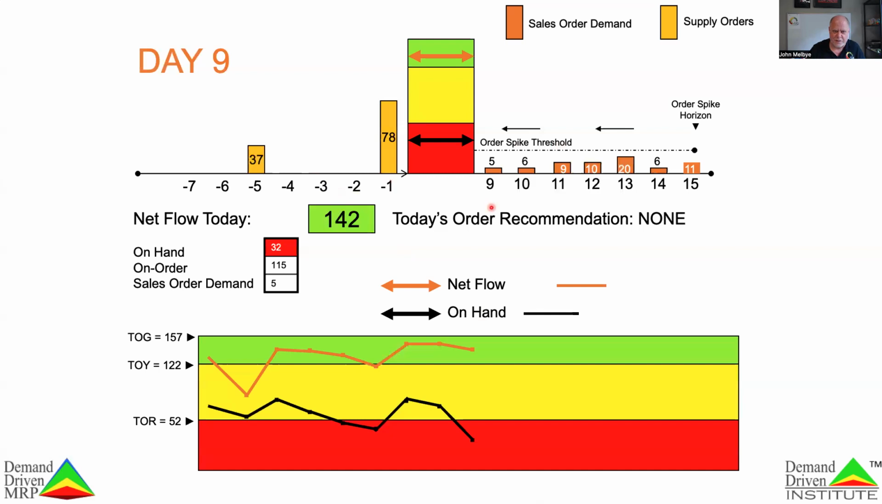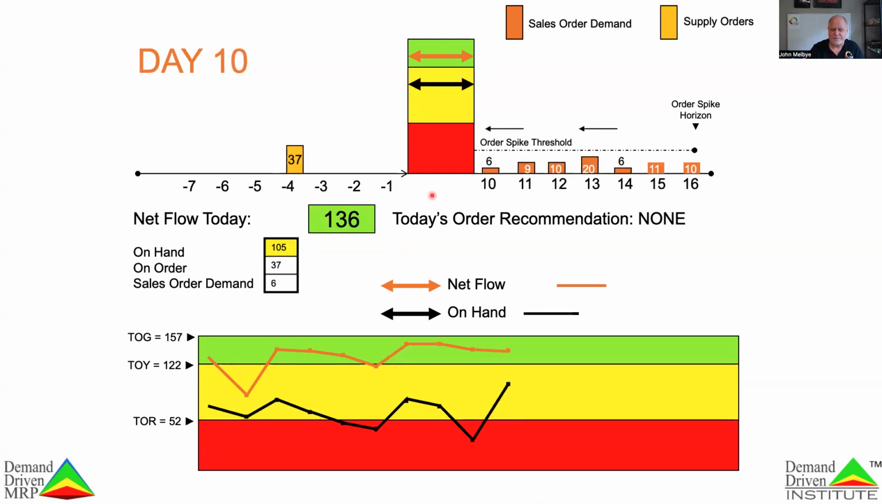But if everything is happening as it's laid out here, and there's no reason, right? We didn't expedite the 78. We just ordered with the lead time that they told us. If that has held, these should come in today, no problem, which means on day 10, that has come in. I have 105 on hand, 37 on order, and my sales order demand of 6 because I have no spikes into the future. Net flow in the green, I do not place an order.